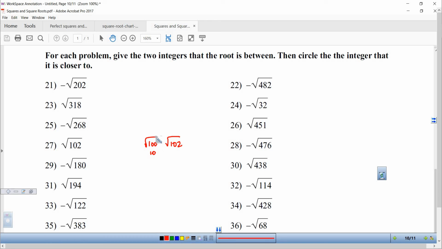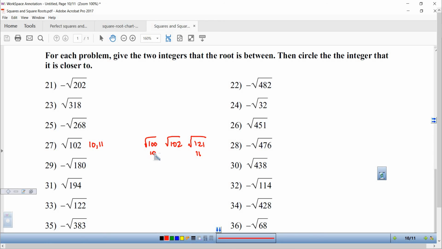And what's the next bigger perfect square after 100, right? 10 squared is 100. What's 11 squared? It is 121, right? So if I said give two integers that the root is between, it's between 10 and 11, right?